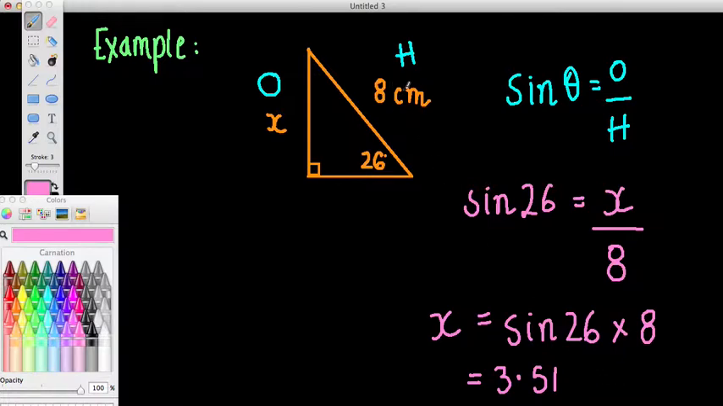And remember, we've got a unit here, centimetres. So there is my answer. That is a typical trig problem using the sine ratio. Pause here and put this example into your summary notes.